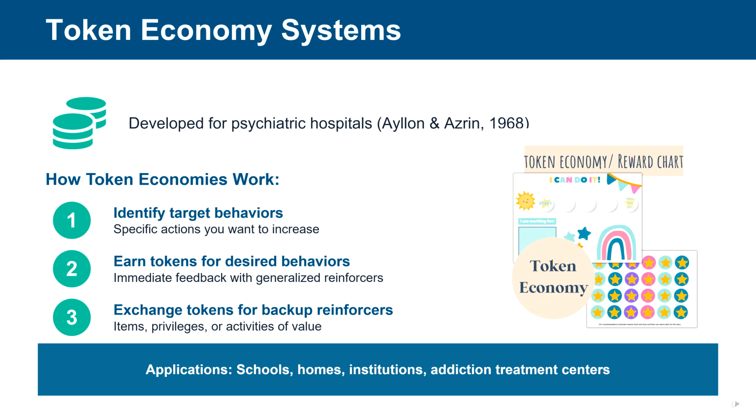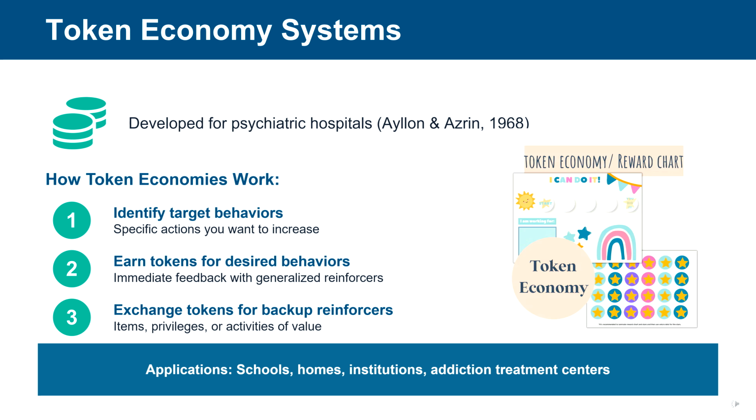They were first developed in psychiatric hospitals in the 1960s by Ayllon and Azrin and revolutionized institutional care. Here's how they work. We identify specific target behaviors we want to increase. Patients earn tokens, which are generalized secondary reinforcers, for performing these behaviors. They can then exchange tokens for backup reinforcers like snacks, privileges, or activities.